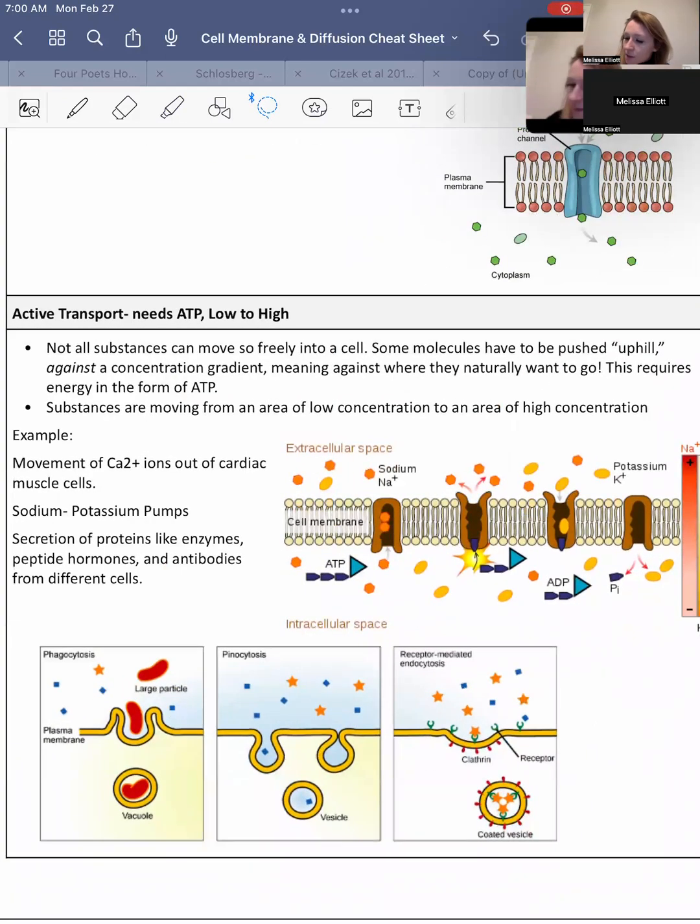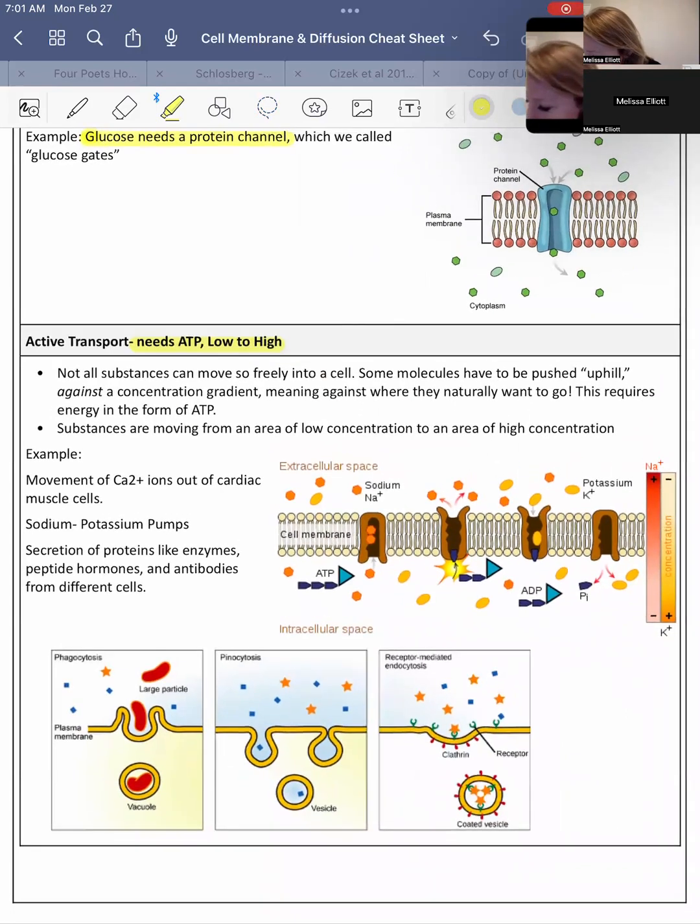So let's talk about some examples of active transport. Remember, this needs ATP. I like to think of active as needing energy, and it's going to go from low to high. All right, and so some examples in the body.